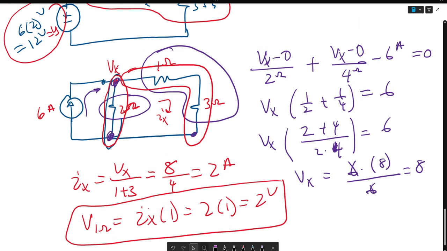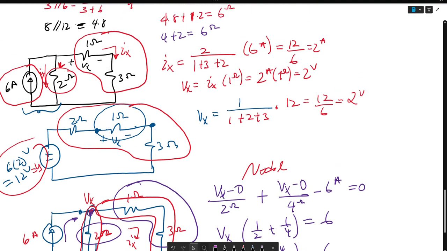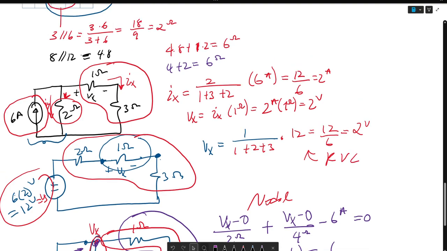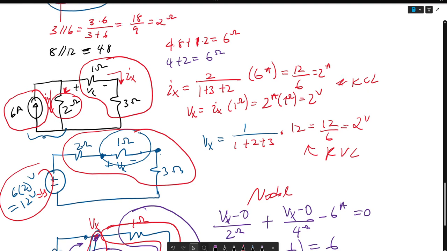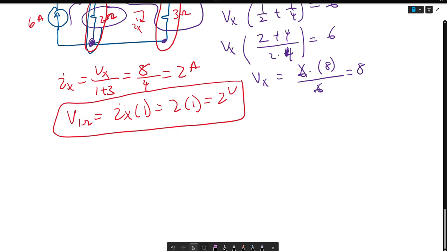Again, this is just showing you how to do it. This is nodal analysis. You get the same answer. This is essentially KVL, because I'm solving for voltages here. And this here is KCL.